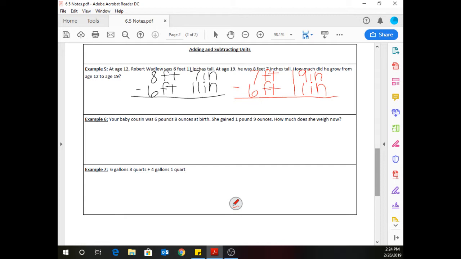You just have to be careful when you borrow. I basically took out a foot and that gave me 12 inches to put with the 7. This is still 8 feet 7 inches. I just wrote it so now I can actually subtract. Caleb.